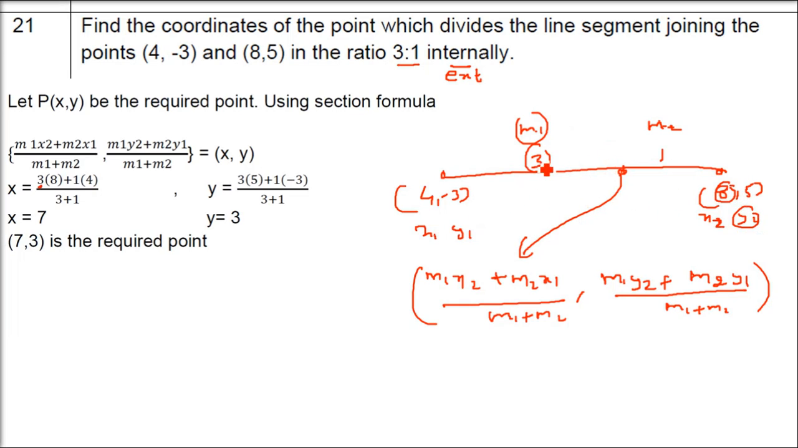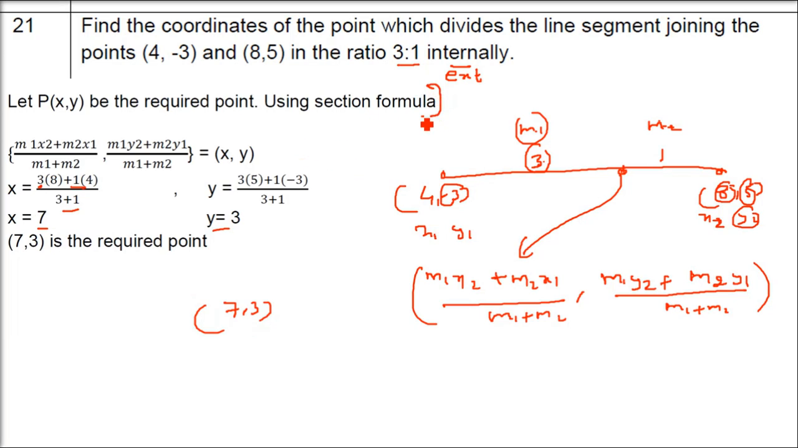So now put the value: 3 into 8 plus 1 into 4 divided by 3 plus 1. This is your x point, which is 7. And 3 into 5 plus 1 into minus 3 divided by 3 plus 1. And this is your y point, which is going to come 3. So 7 comma 3 is the required point of this question, internally dividing these 2 points.